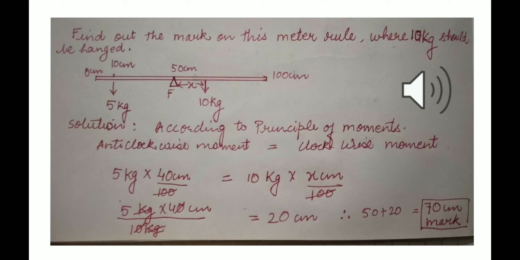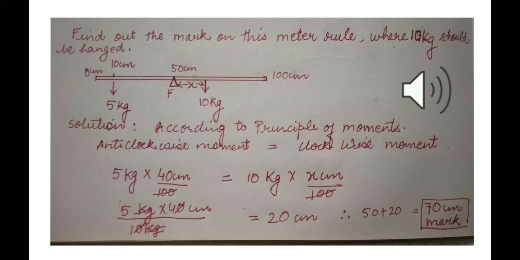So here in the question the fulcrum is placed at the 50 centimeter mark, and there is a 5 kg weight at the 10 centimeter mark. We have been asked where this 10 kg should be hung so that this meter rule is balanced, that means it is in equilibrium. So according to the principle of moments, anti-clockwise moment should be equal to clockwise moment.